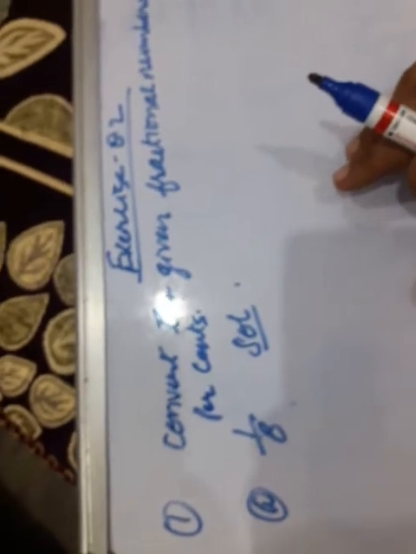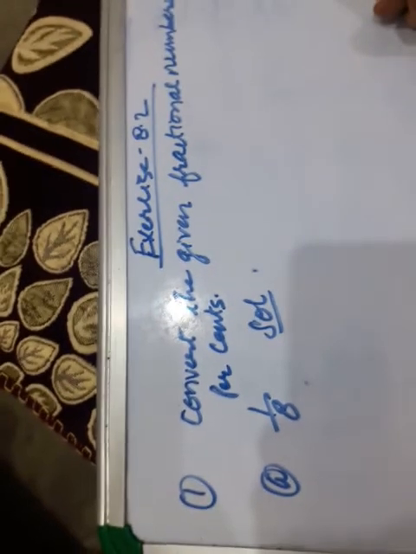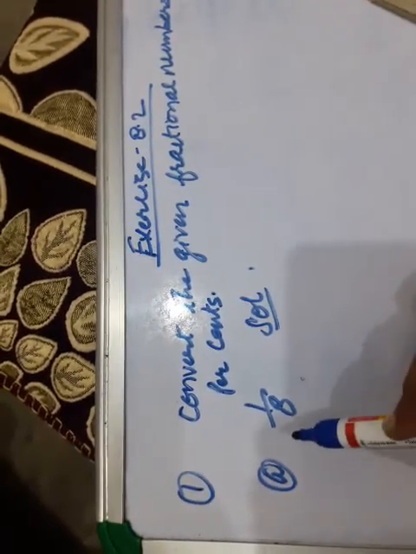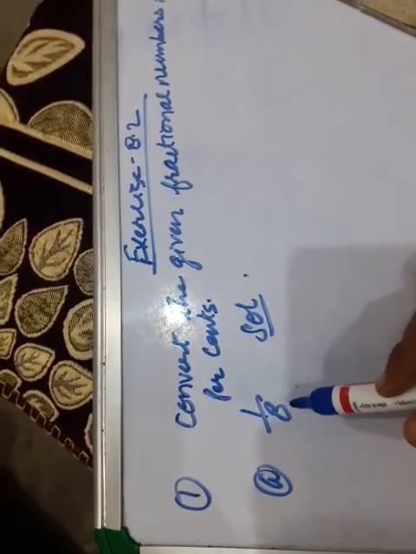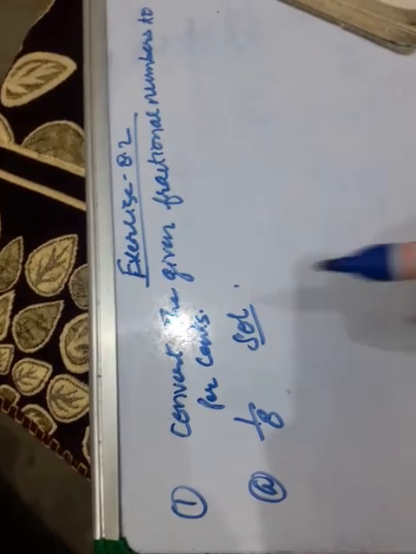Good morning, children. Let us start exercise 8.2 of the chapter Comparing Quantities, that is chapter 8. Convert the given fractional numbers to percents. That is question number 1, part A. 1 upon 8 is a fraction that has to be converted into percent.